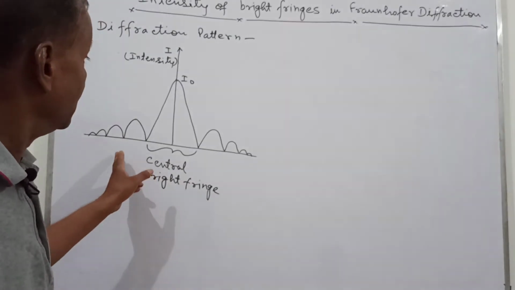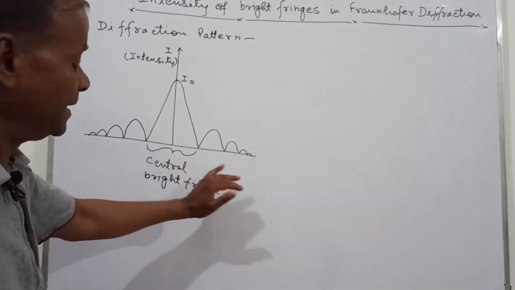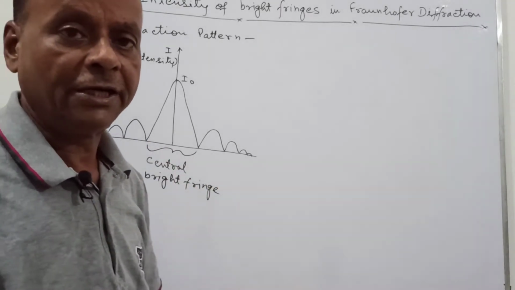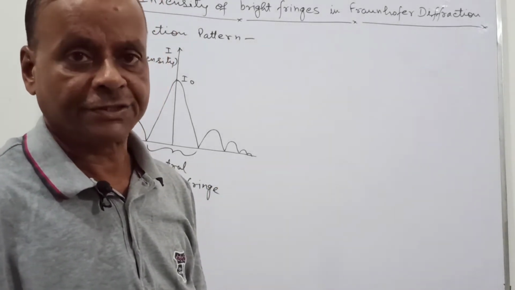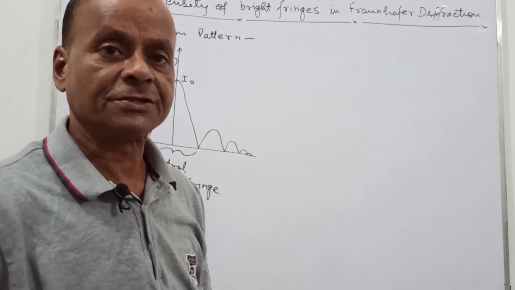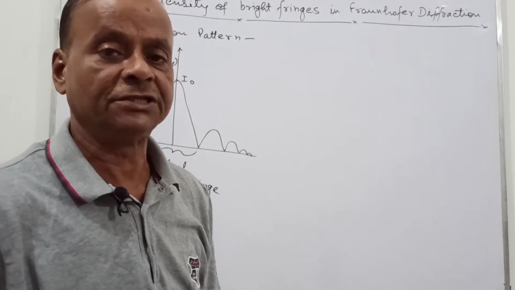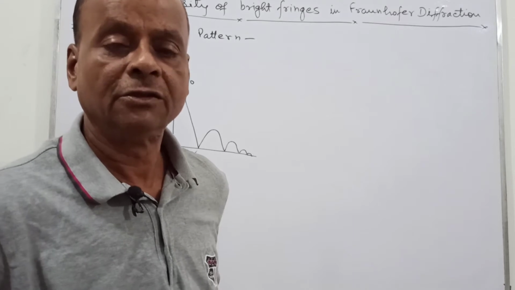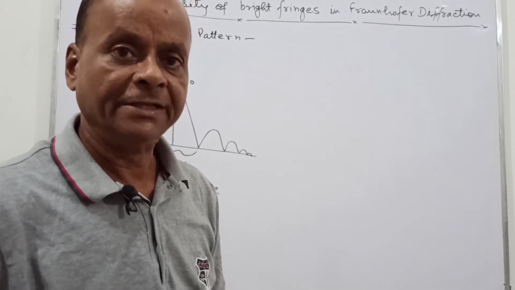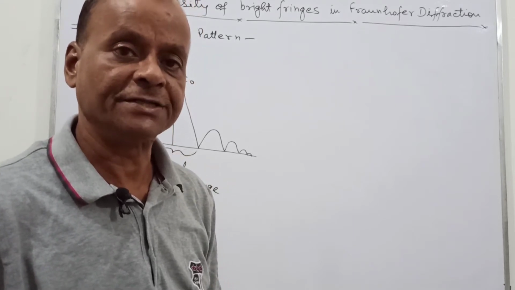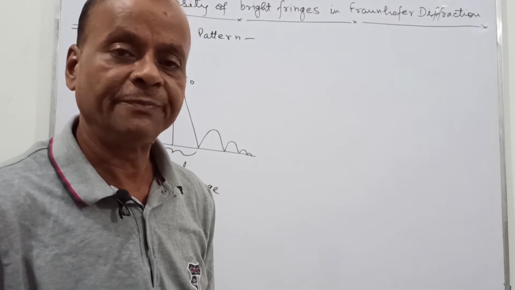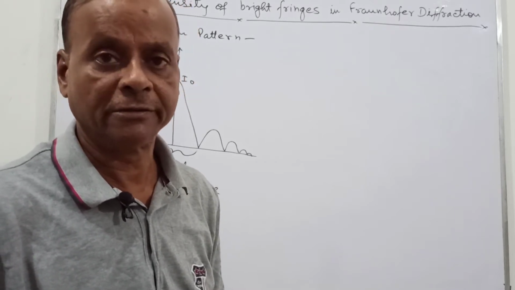So there are bright and dark fringes of unequal width and intensity. The intensity of these bright fringes is most important, which is generally asked in the board exam. How does this intensity vary? That I will tell you here with the help of a formula.